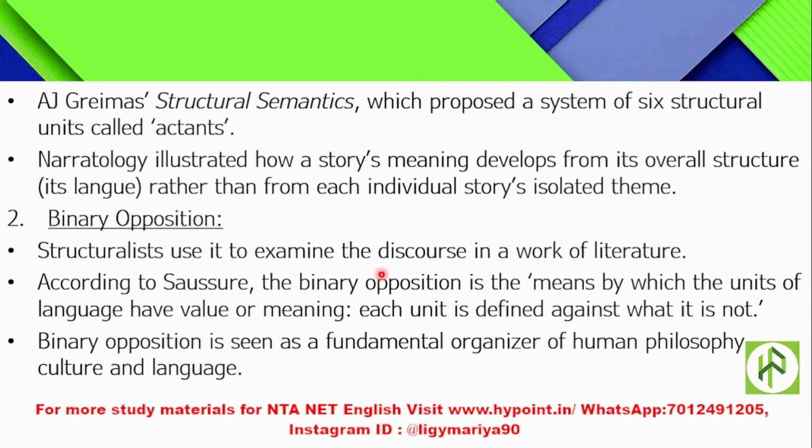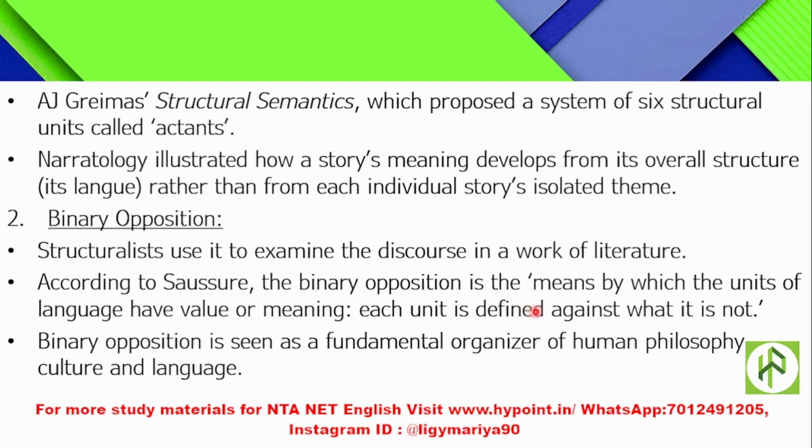According to Saussure, the binary opposition is the means by which the units of language have value or meaning. How come you understand things? How come you understand cold? By understanding what is warm. The concept of warm is understood in order to understand coldness. Okay, you understand first of all the opposite things. So when you compare this thing to the opposite of that thing, then you define the thing, then you have value, then you have meaning about words.